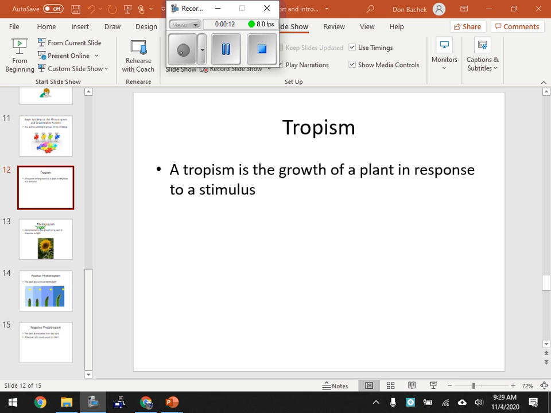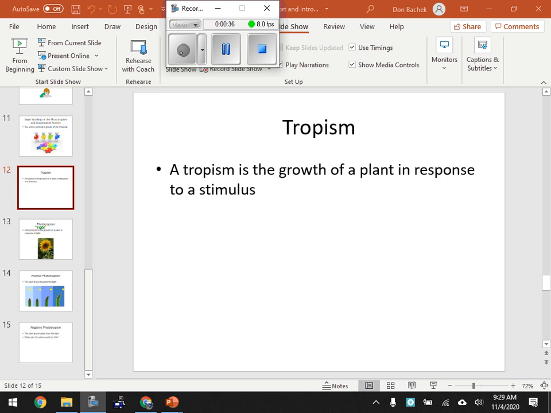A tropism is the growth of a plant in response to a stimulus. We're going to look at two different types of tropism. The first one, obviously, as you guys have kind of seen already, we're talking about phototropism, which has to do with light. So as we know, plants tend to bend towards the light, or trees will bend towards the light to gain more sunlight. And we're going to learn a little bit how that happens.